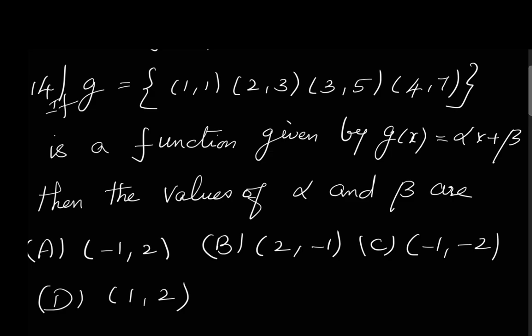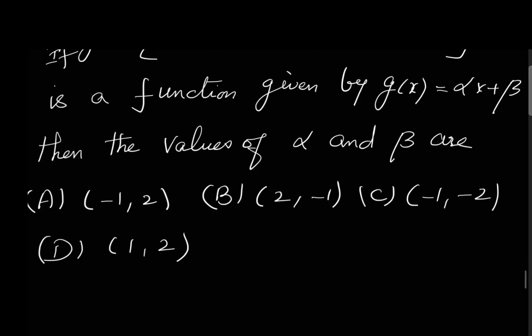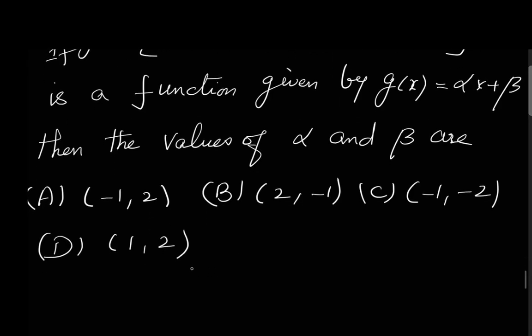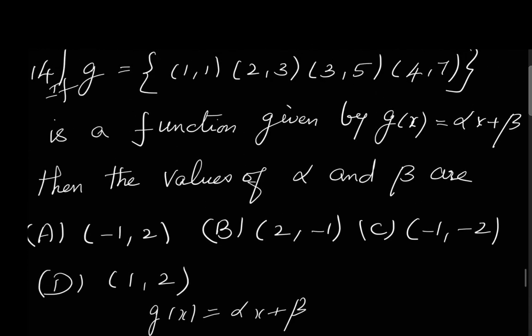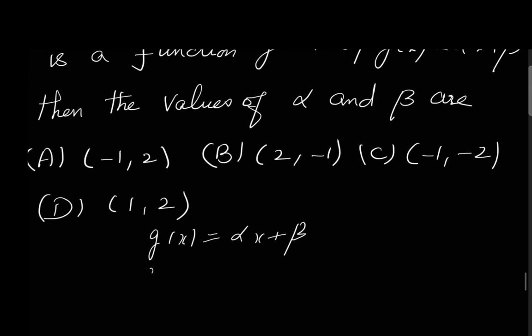See the 14th question. G is a function given as (1, 1), (2, 3), (3, 5), (4, 7), a function given by g of x is equal to alpha x plus beta. Then the values of alpha and beta you have to find. See here, g of 1, if I replace x as 1, alpha into 1 is alpha plus beta. So the answer is 1.